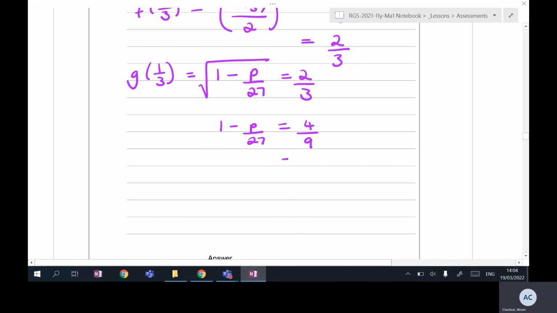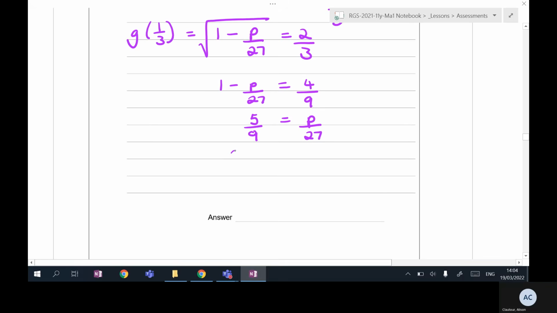And then rearrange. I'm going to put P over 27 on this side, 4/9 on this side. So 1 take away 4/9 is 5/9. So P is going to be 27 times 5/9, which is 15.